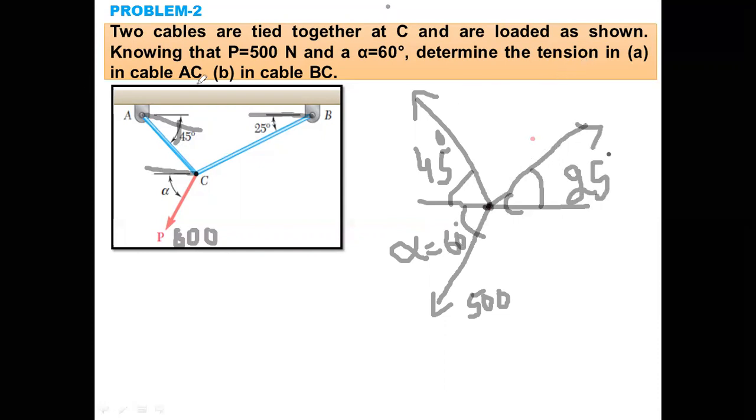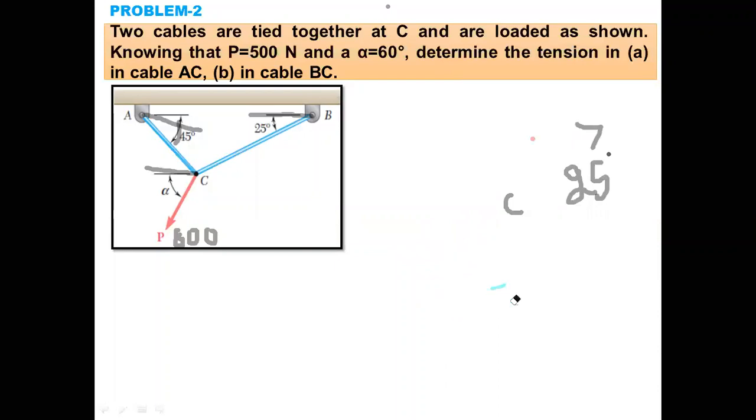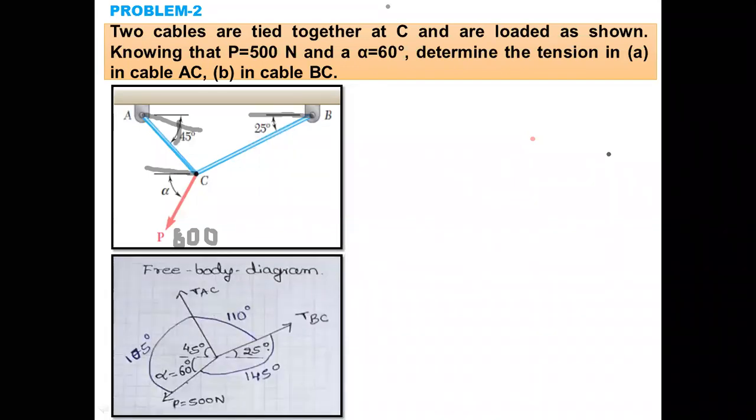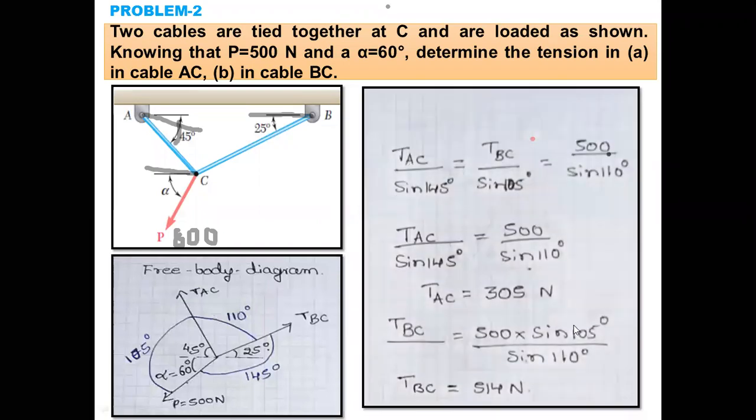Next, determine the tension in cable AC and BC. Here it is also the same as the previous problem. After we have drawn the free body diagram, we have to check whether Lami's theorem is applicable. Yes, it is applicable because there are only three forces acting in the system, so we can easily determine the unknowns using Lami's theorem. In the free body diagram, TBC is acting along this direction, making an angle 25 degree with respect to horizontal. In the same way, TAC is making an angle 45 degree with respect to horizontal, and the load P is making an angle 60 degree with respect to horizontal.